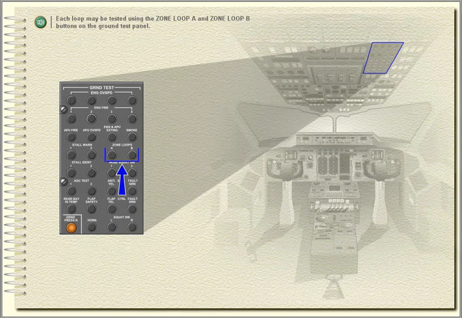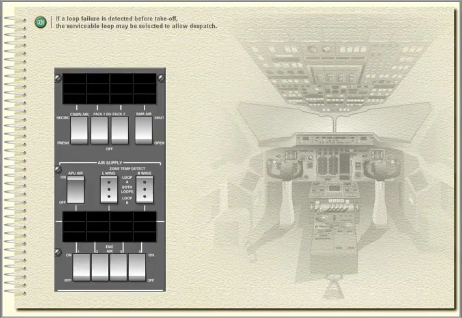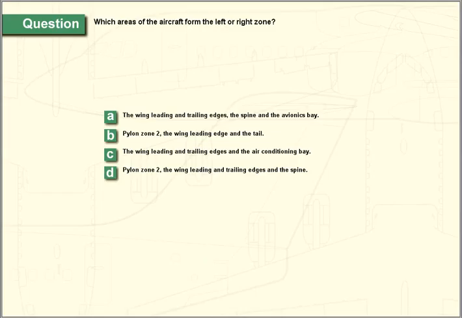Each loop may be tested using the zone loop A and zone loop B buttons on the ground test panel. If a loop failure is detected before takeoff, the serviceable loop may be selected to allow dispatch. Which areas of the aircraft form the left or right zone?